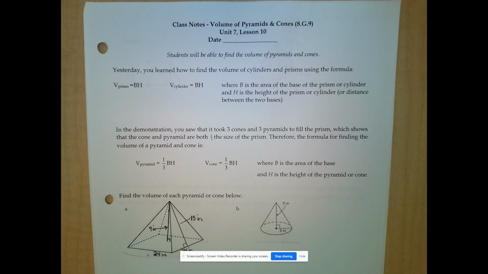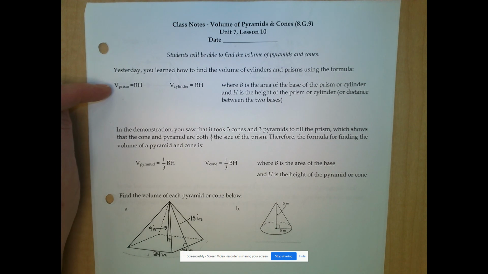Hey there, volume. Love volume, right? Because the formulas are easier. Volumes of pyramids and cones do have one extra step because they're a slightly more complicated figure, but not terrible in any way, shape, or form. So up here we have our formula that we learned for volume of prisms and cylinders, right? Area of the base times the height.